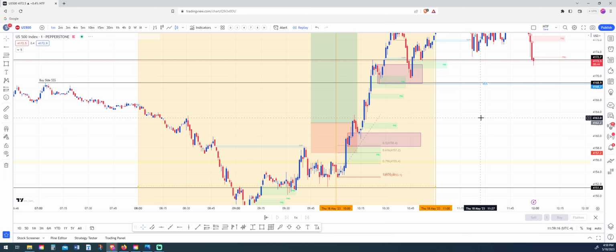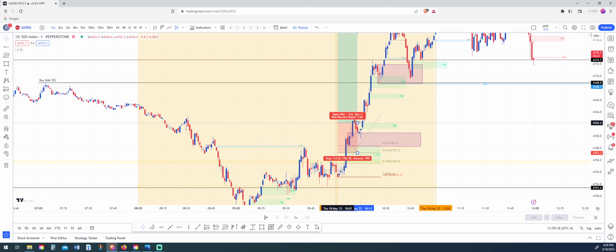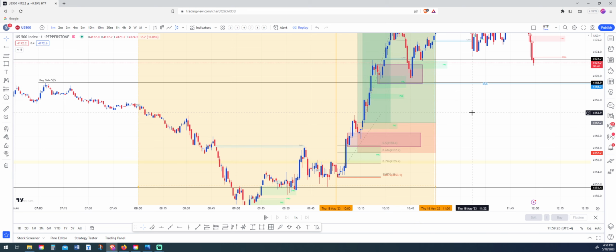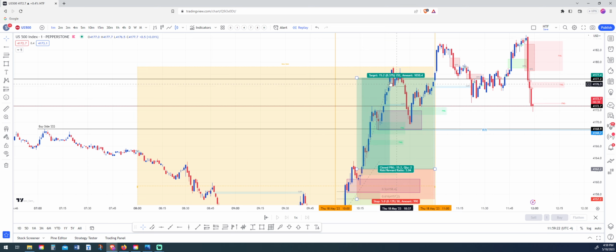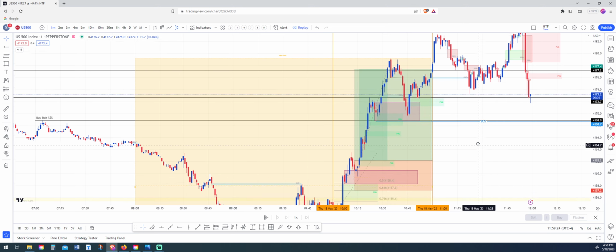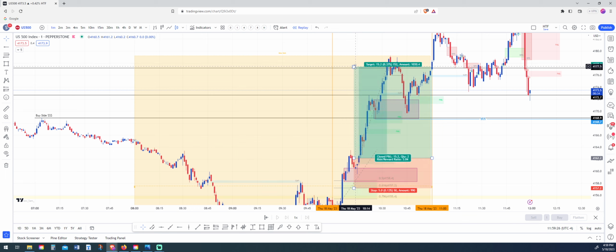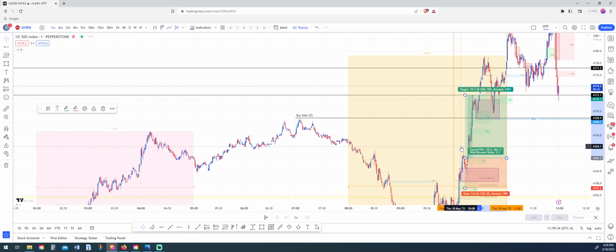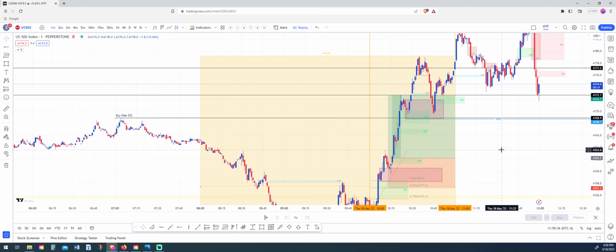Anyway, there is your Silver Bullet trade for the New York session. Easy 5 handles, potentially taking all of these out. You had 15 handles if you'd have held it and were able to identify those draws on liquidity.